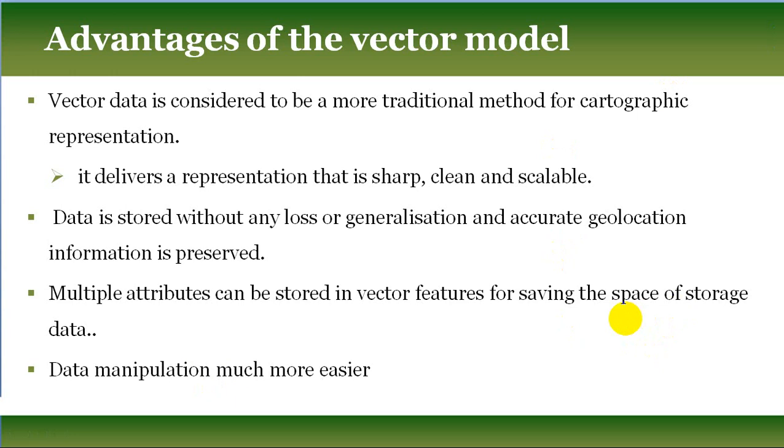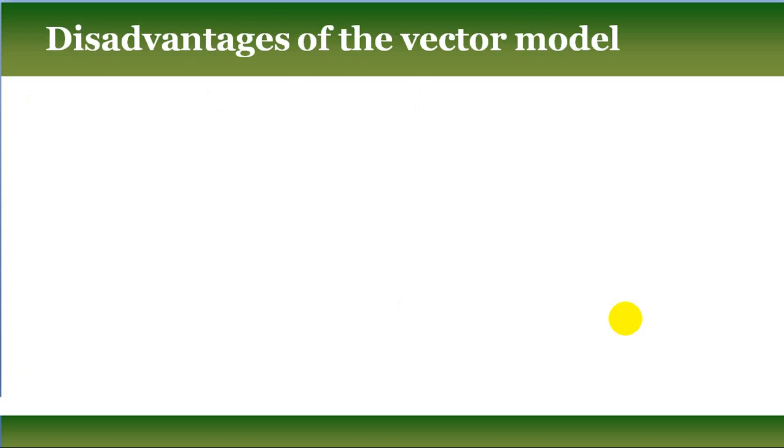Data manipulation is much easier. Compared to raster data, vector data manipulation is much easier. Even a novice user can perform it, but raster data editing is really hard for a new user. Then come the disadvantages of the vector data model.